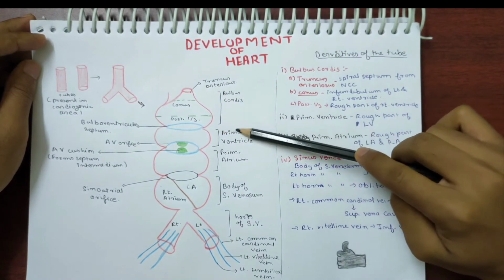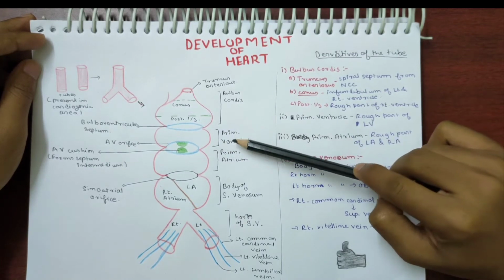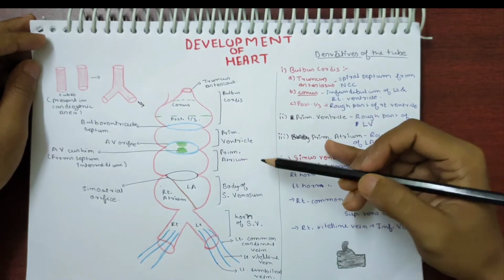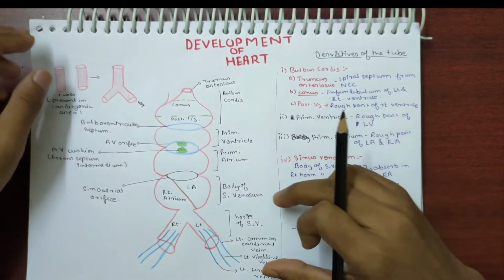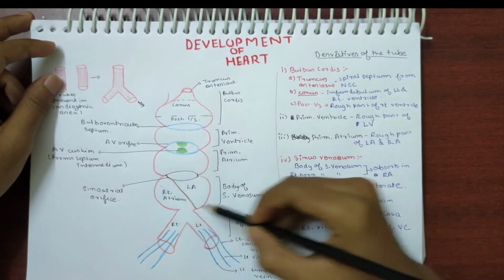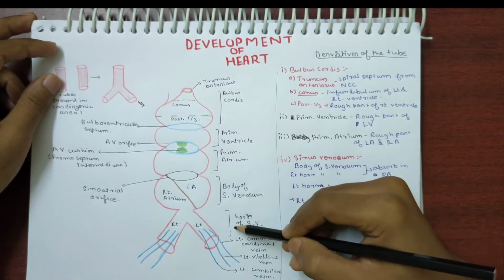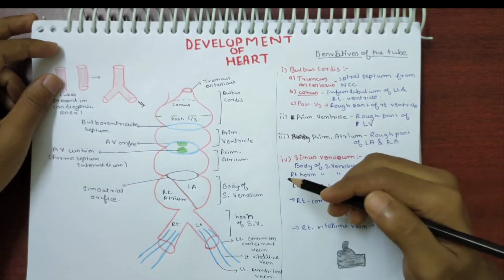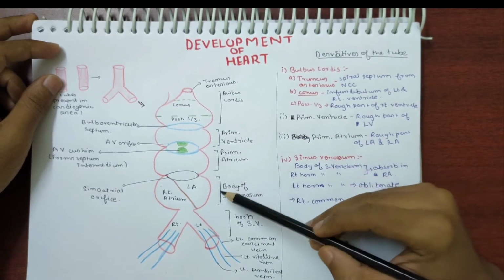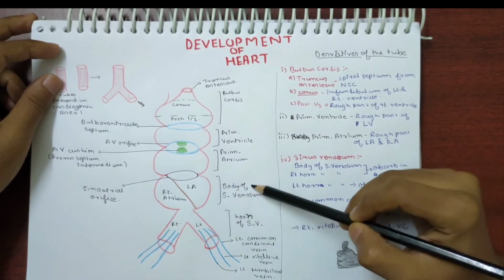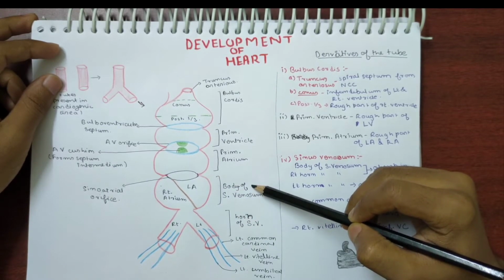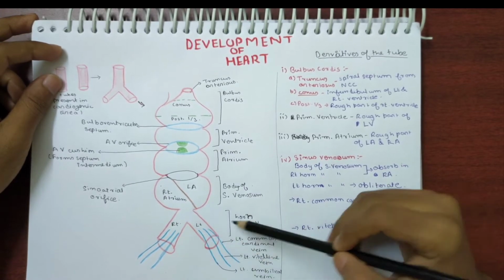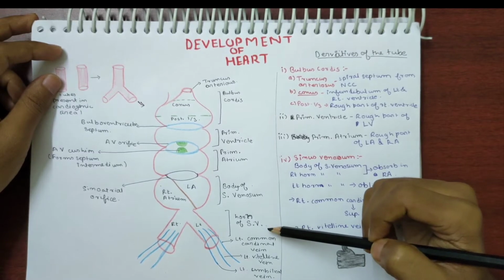Now below the bulbus cordis there is the primitive ventricle. Below the primitive ventricle is the primitive atrium. Below the primitive atrium we have the sinus venosus. So this whole structure that we see right here is the sinus venosus, and obviously the sinus venosus is subdivided into two parts. This part is the body of the sinus venosus, and then we have two horns. These two structures coming out below it are the horns of the sinus venosus.